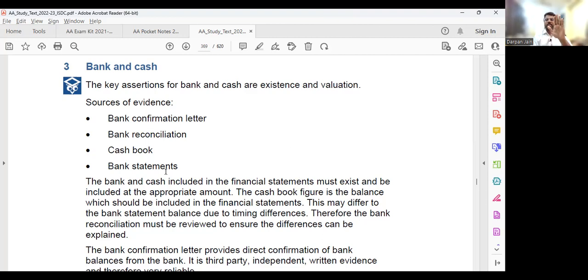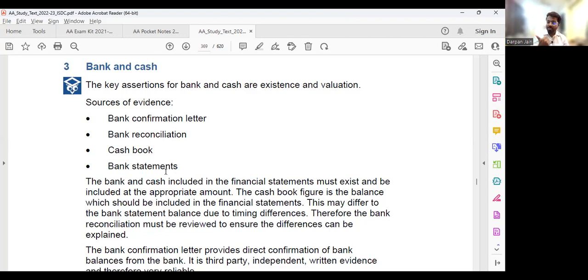From the bank, you can receive what? A bank confirmation letter, like circularization. We must have studied circularization, right? We must have studied confirmation as one of the substantive procedures. So you're going to get a bank confirmation letter. That can be a source of evidence.